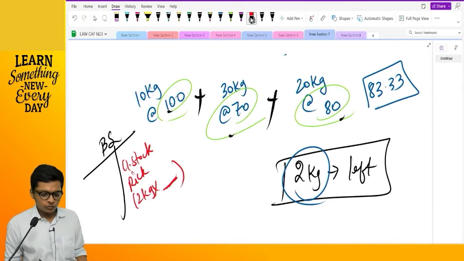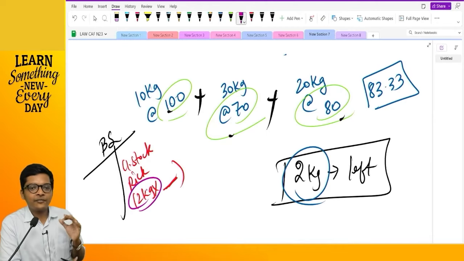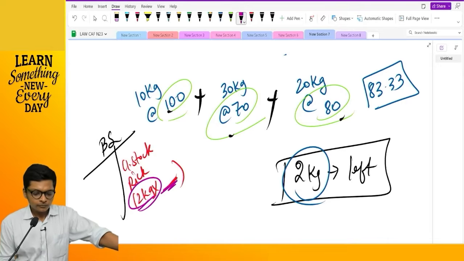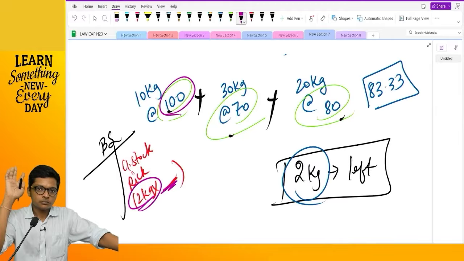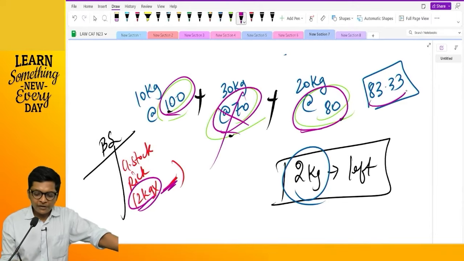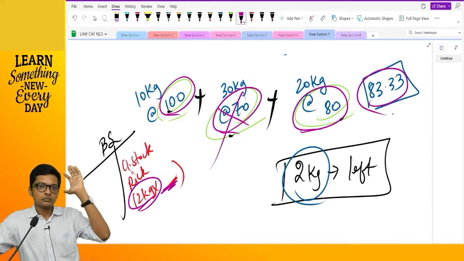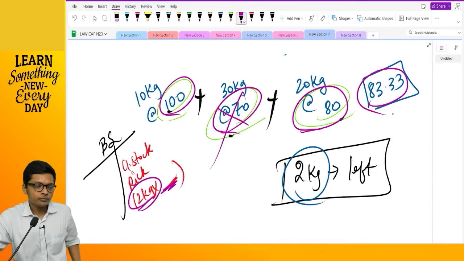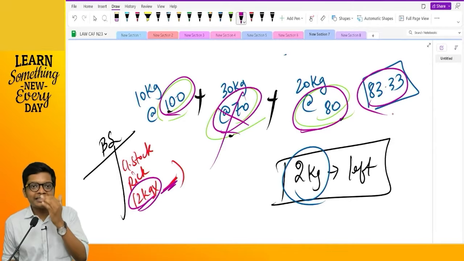Okay, so now follow. 2 kgs of rice are left. This closing stock will be 2 kg into how much? How many of you 100? How many of you 70? Middle? No. Okay, we'll strike. How many of you 80? Oh, majority says 80. How many of you 83.3? Vitansh and Lakshmi are saying average. We'll go with average. Now, financial statement should give a true and fair view.